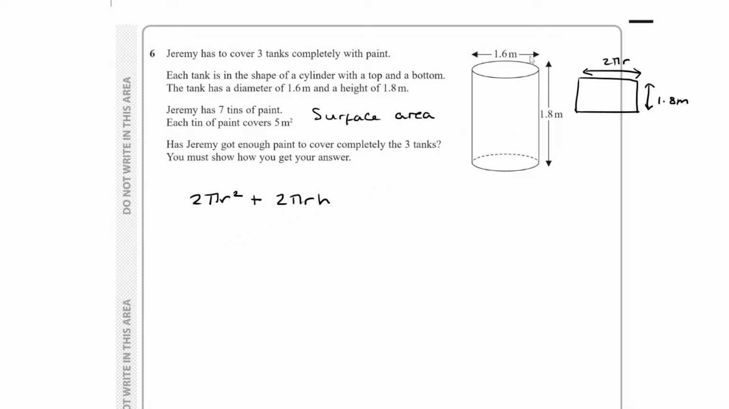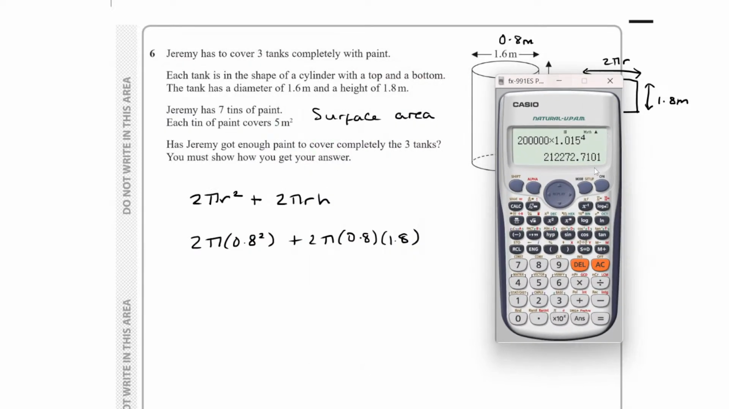Also, double check, because they have given us the diameter, which our formulas mostly use radius. So remember to change that. So we've got 2 times pi times 0.8 squared plus 2 pi 0.8 on its own times 1.8. So that would be the surface area of our cylinder. So let's work that out. 2 pi times 0.8 squared plus 2 pi, put some brackets in actually just to make sure it works, times 0.8 times 1.8.